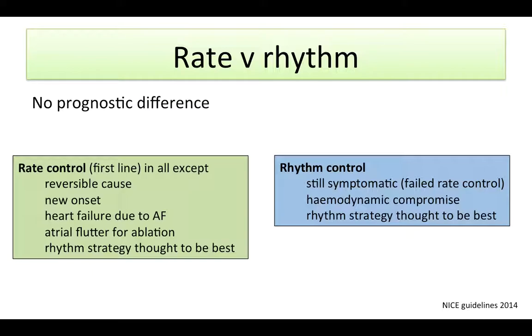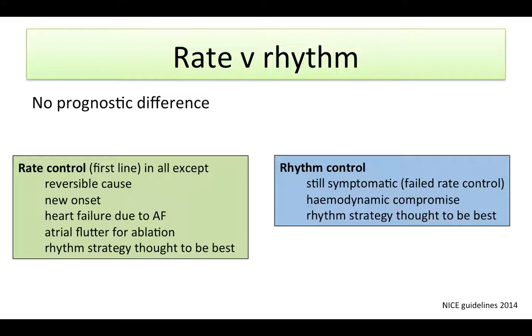So that's stroke prevention. In terms of whether to go for rate versus rhythm control, the important thing to note is that there's been large studies that have shown that there is no prognostic difference between a rate control strategy and a rhythm control strategy. Basically, you're not going to make patients live longer by getting them out of atrial fibrillation and into sinus rhythm, which is interesting.